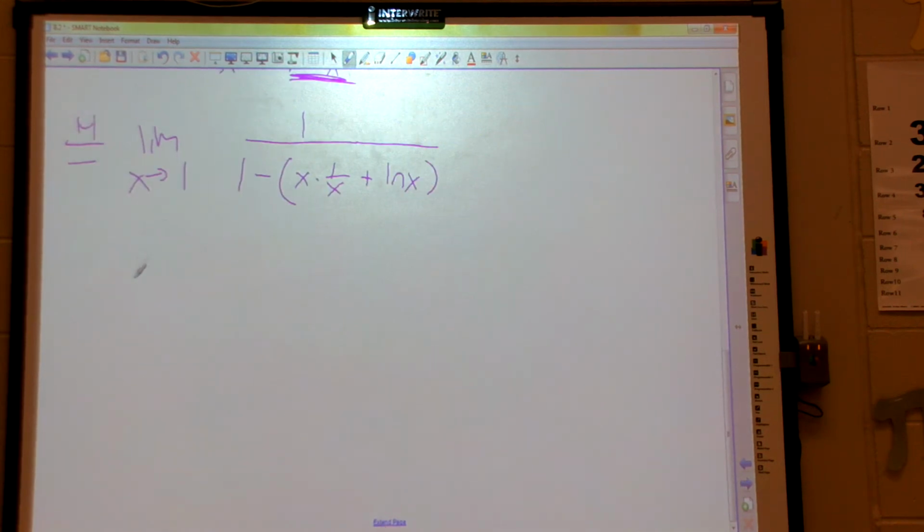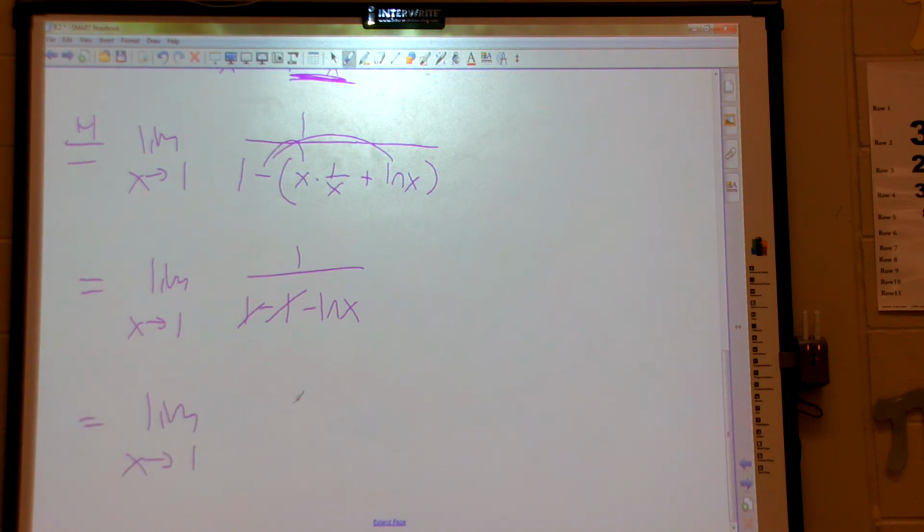Let's clean that up. I have the limit, x goes to 1, 1 over, this will actually be 1 minus 1 minus natural log of x when I distribute my negative. And x times 1 over x is 1. Cancel. I have the limit, x goes to 1, 1 over negative natural log of x.